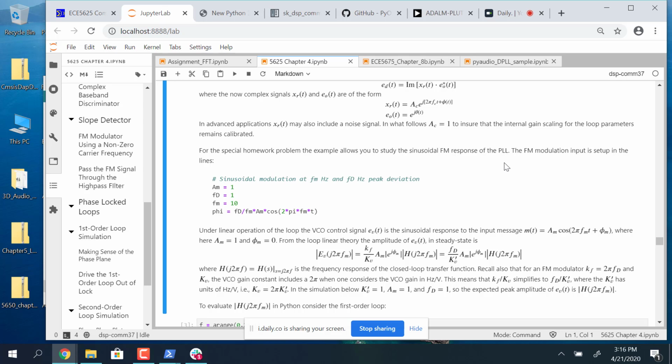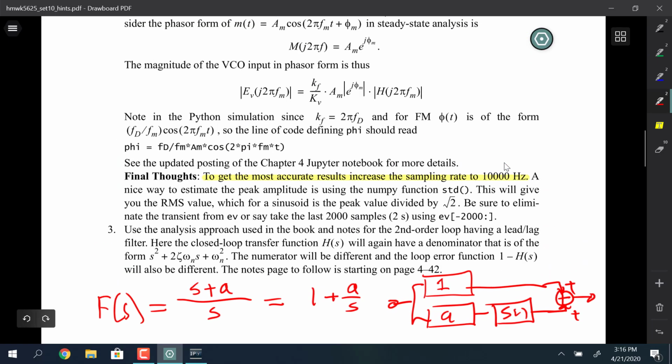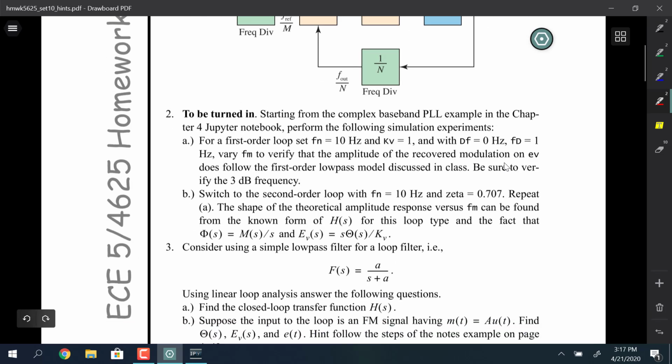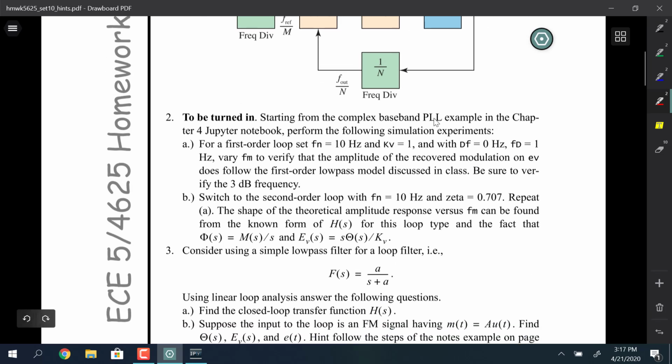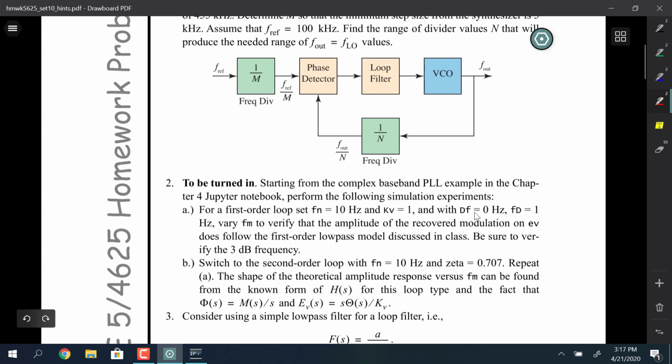So what I ask you to do in the problem, using this model, is, starting with a complex baseband model, I want you to put in frequency modulation, and I've already got that sketched out in the notebook. I want you to set, in part A, the first order phase lock loop's natural frequency to 10 Hertz. Going to set the VCO gain to 1, which just makes things very convenient in the rest of the model.